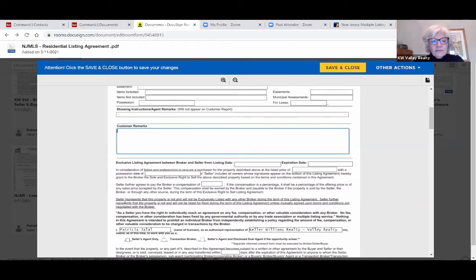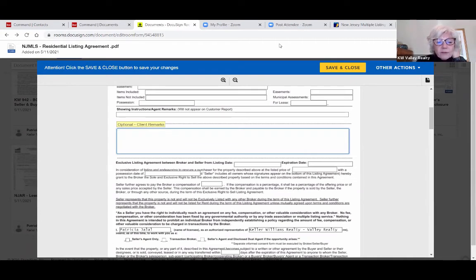All right, exclusive listing agreement. So now we kind of repeat some of what we've already done. And it asks you again for the listing date and the expiration date. Please make sure that it matches what you put up on top. Okay, in consideration procurement of the property described above at a listing price, well, you already put that in. With the possession date of, you already put that in.